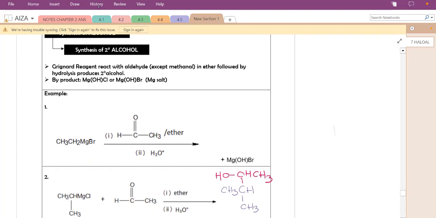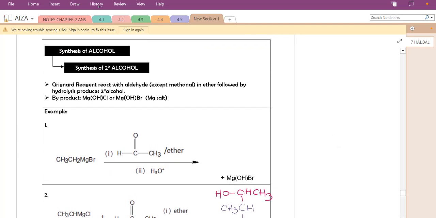Okay. Kalau secondary alcohol, konsep reaction masih sama. Beza dia adalah dia kena react dengan aldehyde selain metanal. Etanal boleh, propanal boleh, butanal boleh and so on. In ether followed by hydrolysis. Okay. Again, actually kita kena start daripada haloalkane. Okay, kita kena start buat equation tu daripada haloalkane. Cuma dalam nota ni kita nak spesifik nak tunjukkan macam mana daripada Grignard dapat secondary alcohol lah.